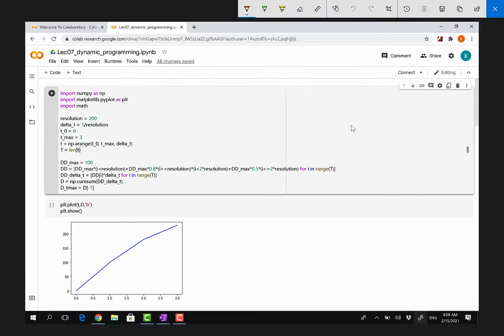Now let's see how we use Colab to provide the dynamic programming algorithm to solve this problem. So first, we introduce the piecewise function we use. Actually, this is the same function we used in our exercise. There are 3 pieces. The first piece, from 0 to 1, has a gradient of 100. The second piece, from 1 to 2, has a gradient of 80. And the third piece, from 2 to 3, has a gradient of 50.